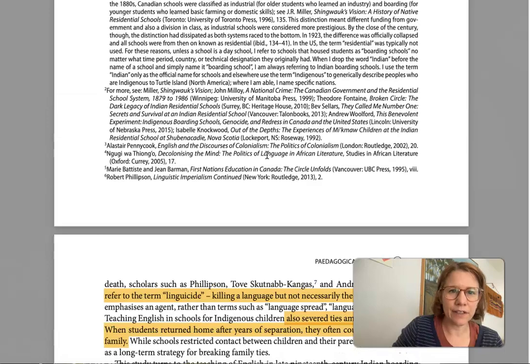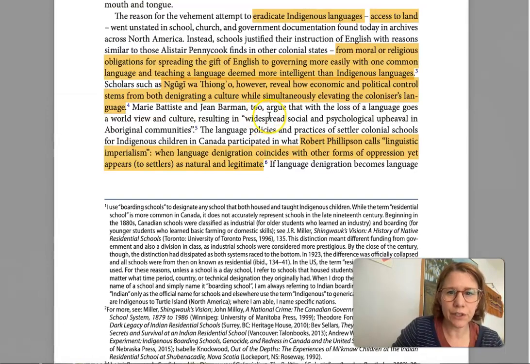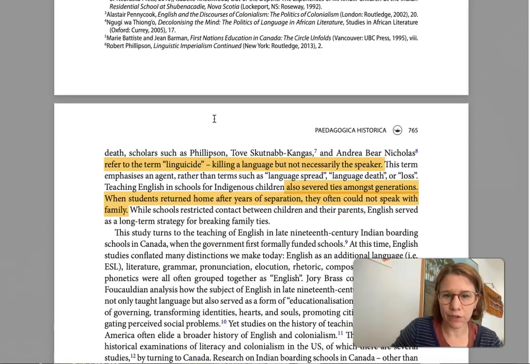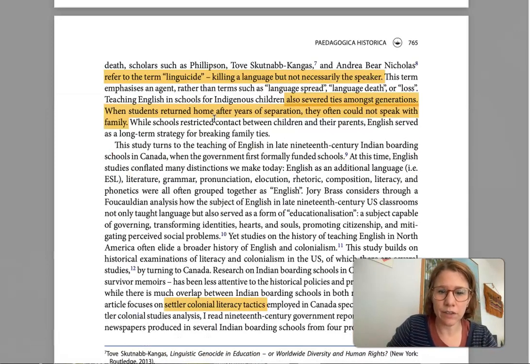So that's the severing of cultural and familial connections, and it's also denigrating those indigenous languages, saying that they're less than, that they're inferior. And it's also about assimilation. So taking a group of children in this case and teaching them English and then using that as a way to assimilate them into dominant culture. So it is what she calls a settler colonial tactic, a literacy tactic.